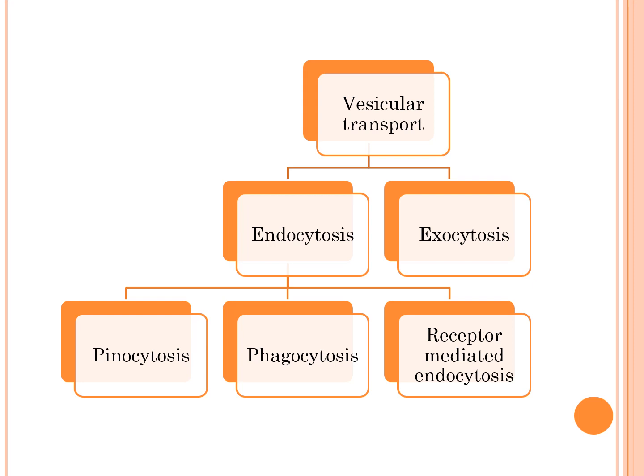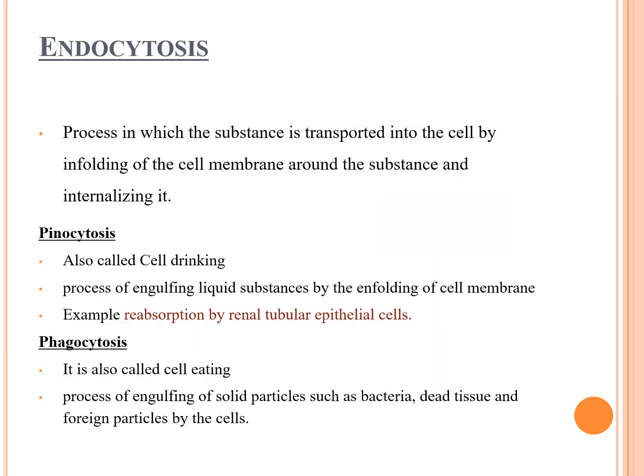So the third type is receptor mediated endocytosis, where in the cell membrane we will have some receptors which will help in the endocytosis process. So these three are the types of endocytosis. So vesicular transport is of two types: endocytosis and exocytosis. Endocytosis is again of three types: pinocytosis, phagocytosis, and receptor mediated endocytosis. Endocytosis is a process in which the substance is transported into the cell by infolding of the cell membrane around the substance and internalizing it.